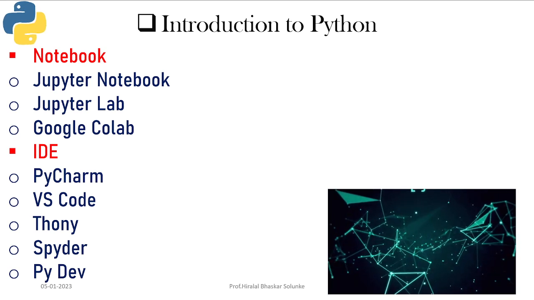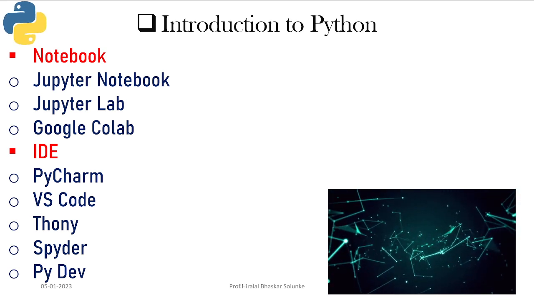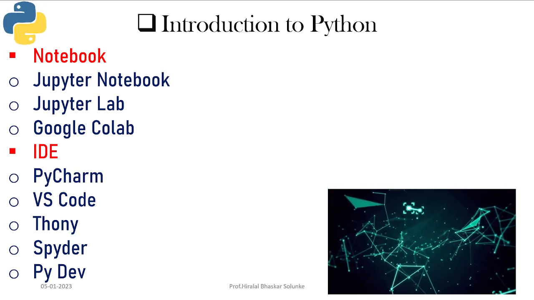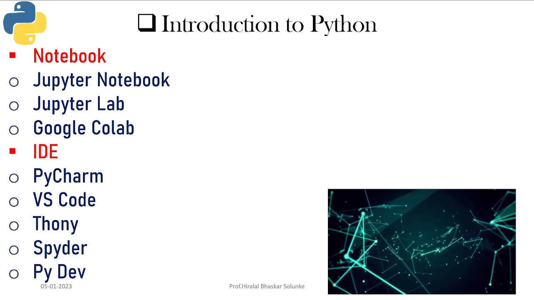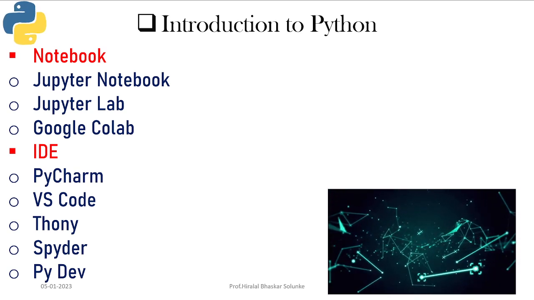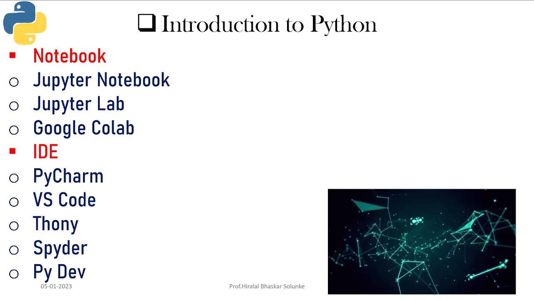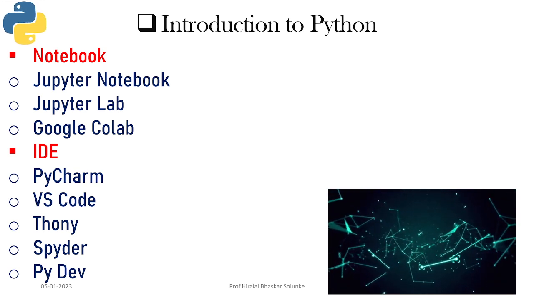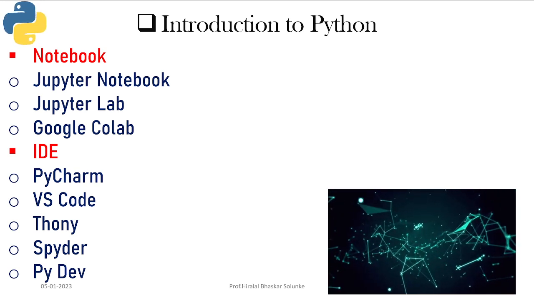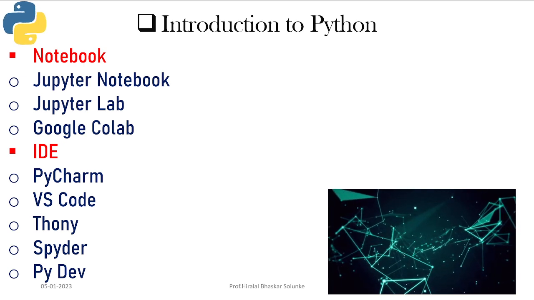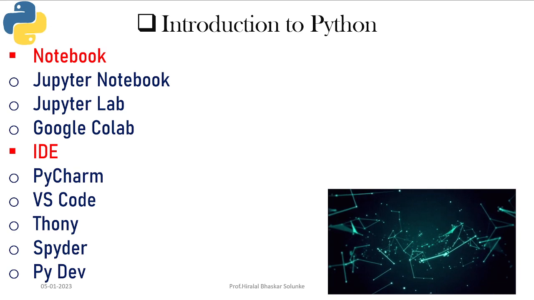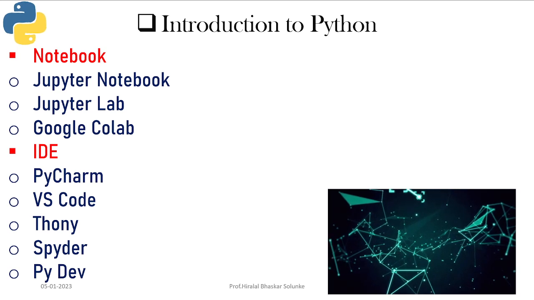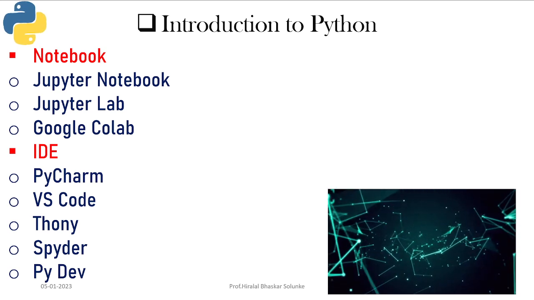In notebooks, Jupyter Notebook and Jupyter Lab are available, which are provided in Anaconda Navigator. Google Colab is a notebook which is provided by Google itself, that is Google Colaboratory. Now next, IDE stands for Integrated Development Environment. There are different IDEs available like PyCharm, VS Code, Thonny, Spyder, and PyDev. There are so many IDEs available in the market. According to our purpose and application, we use an IDE or a notebook.